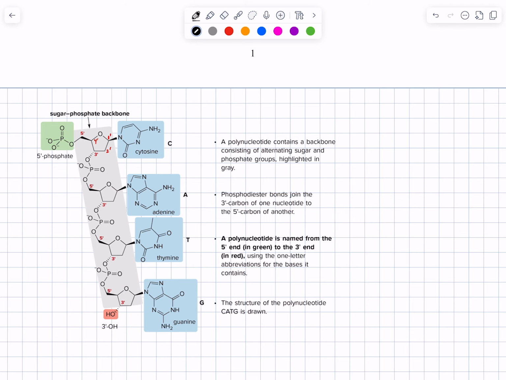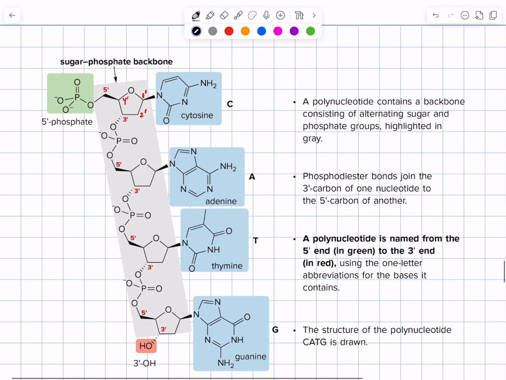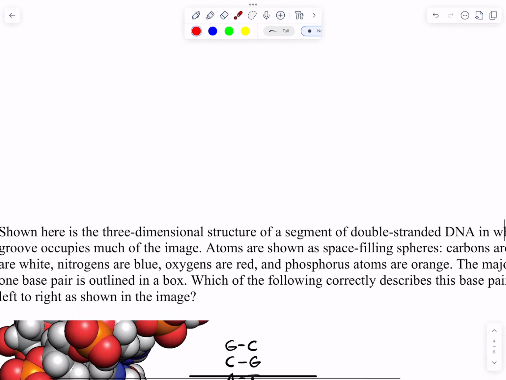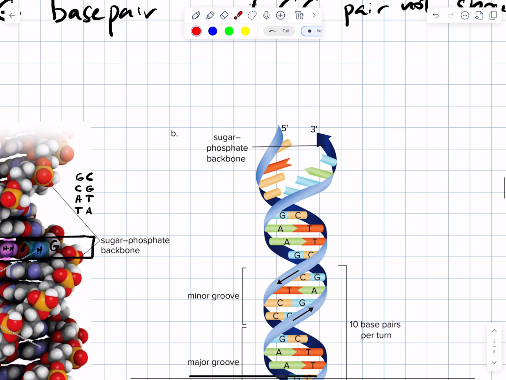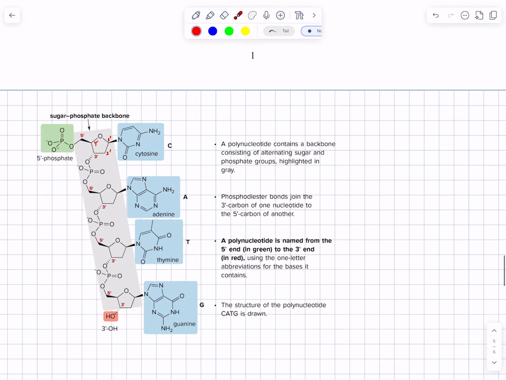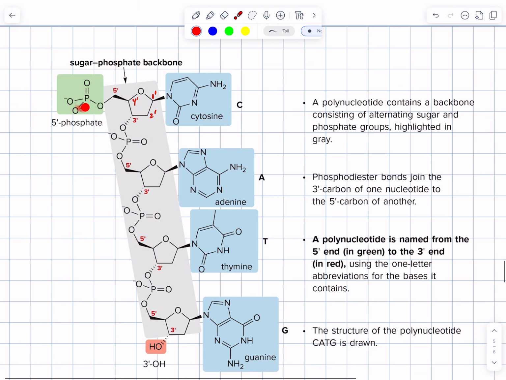Okay, so this is the structure of a polynucleotide of DNA. We're zooming in. If we go back up and look at this diagram for a DNA double helix, we're just zooming in on one strand. We're leaving out the other strand completely, and we're showing you what the atoms are like in that single strand of DNA.